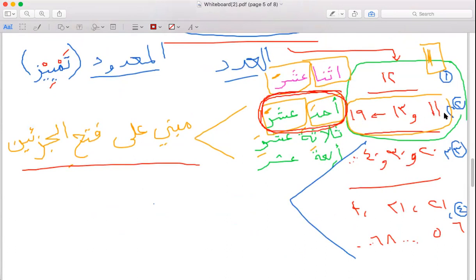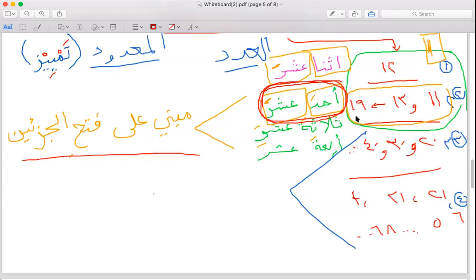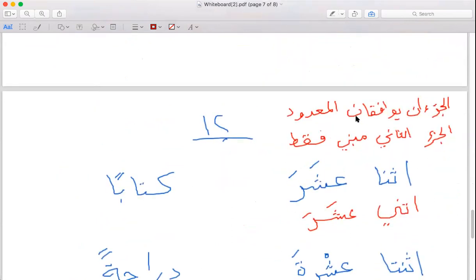Okay. So this is how 11 differs from 13 to 19, in that 11 matches the gender on both sides of its number. It's like 12. It's with 12 in that case. But it's with 13 to 19 in terms of being mabniyun ala fath al-juz'ain. It's not with 13 to 19 in that the first part of the two numbers, in between 13 to 19, is opposite to the ma'dud. The gender is opposite to the ma'dud. And then we looked at those examples.